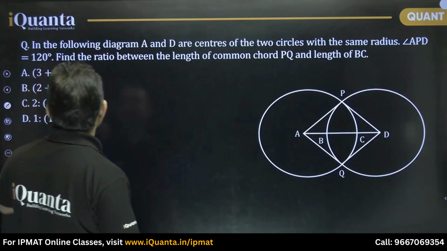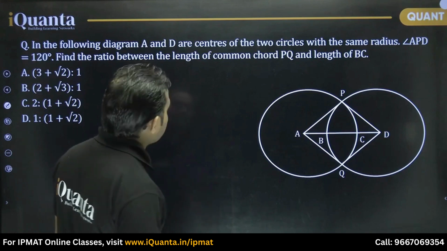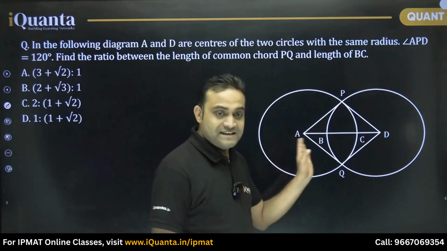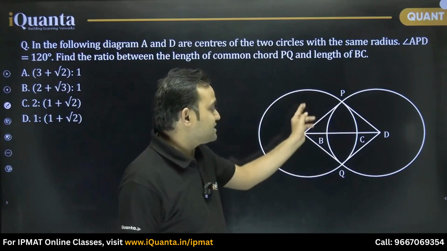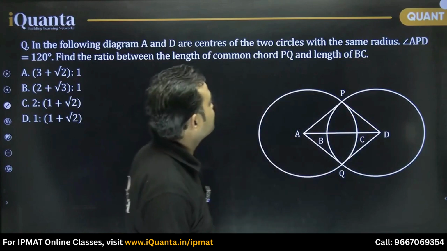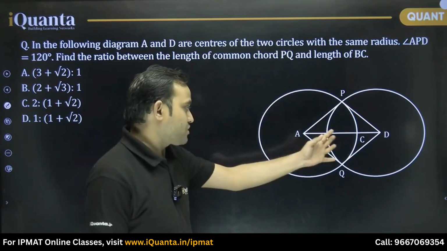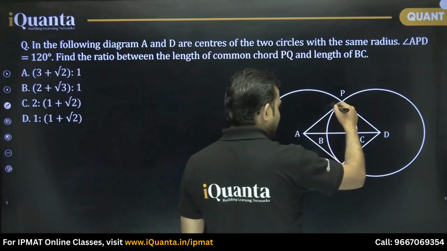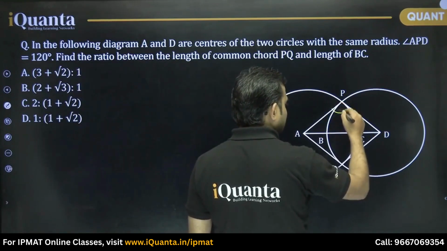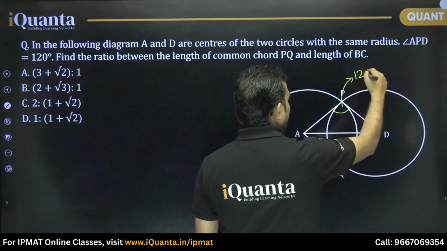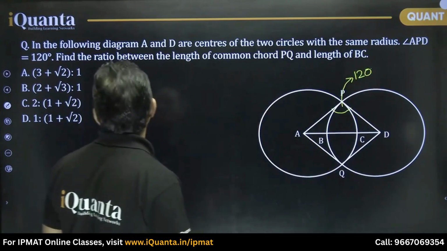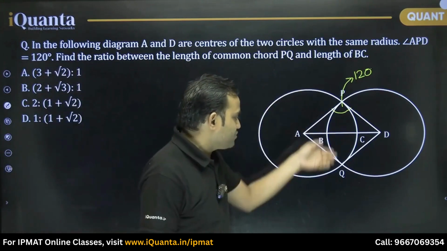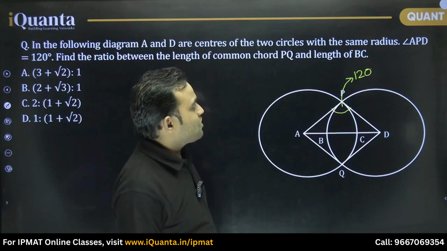Now next question. It says in the following diagram A and D are centers of the two circles. So A is the center of this circle, D is the center of another circle with the same radius. Angle APD is 120 degrees. This angle is given. Find the ratio between the length of common chord PQ and the length of BC.